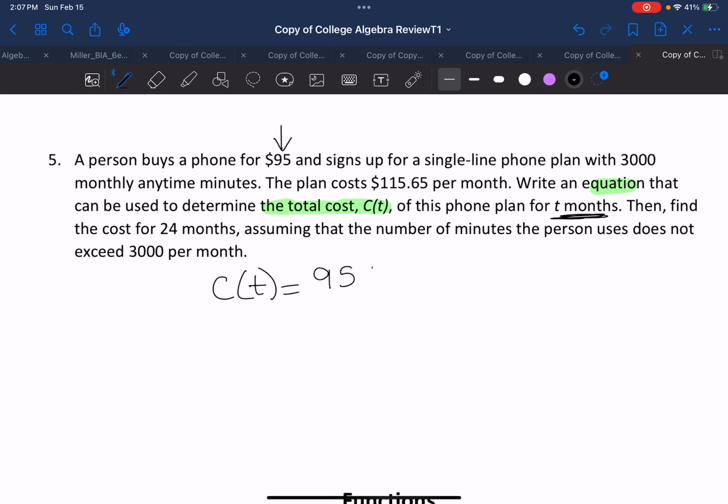And then we would add the $115.65 per month. So this is what I have to pay every single month.